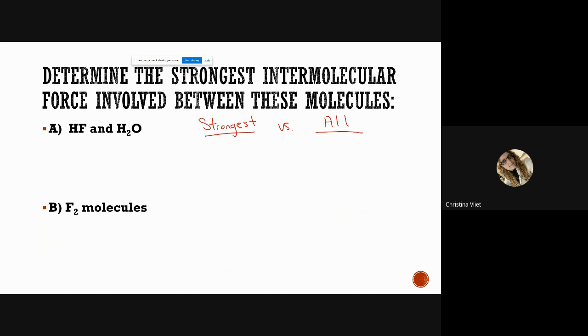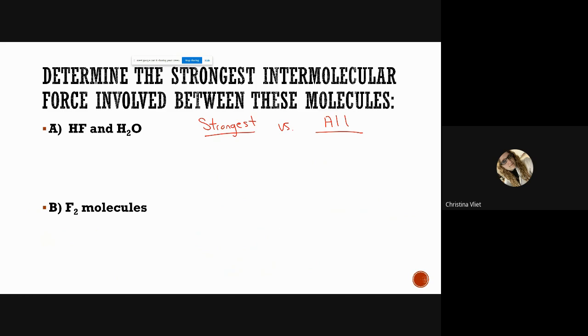I want to be sure to be clear on my explanation here. Strongest versus all. The question says strongest, but I realized when I've given this type of question in the past that my students get confused, and I don't want you to be confused. Strongest means what's the strongest intermolecular force that's present. All means what are all the intermolecular forces that could be present based on the requirements.